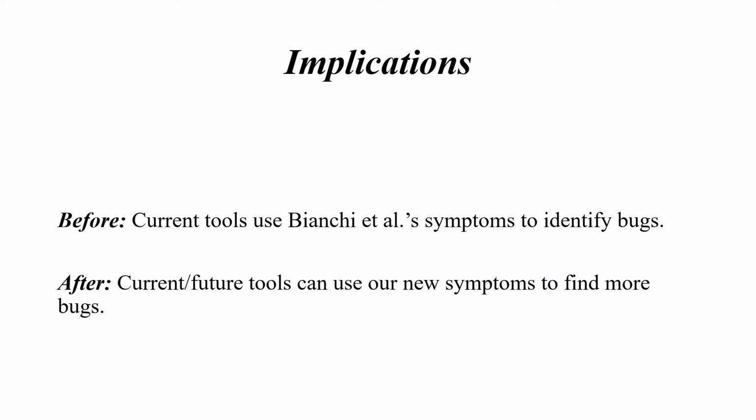Finally, we discuss the implications of our symptoms. An example implication is that the current actor bug finding tools use crash, deadlock, and assertion violation as symptoms to identify buggy executions and find bugs. Our symptoms overlap with the symptoms that these tools use. However, we also find symptoms that are new and cannot be found in the previous work. Current and future tools can use our new symptoms to extend the set of buggy executions that they consider and find more bugs.